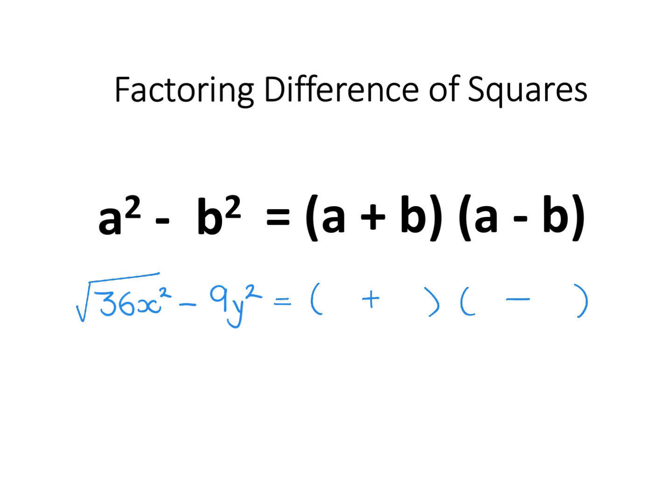So the square root of 36x squared is 6x. So let's put that here and in the second bracket. And then let's find the square root of 9y squared, which is just 3y. And we'll put that in the other bracket as well. And this right here is our answer.